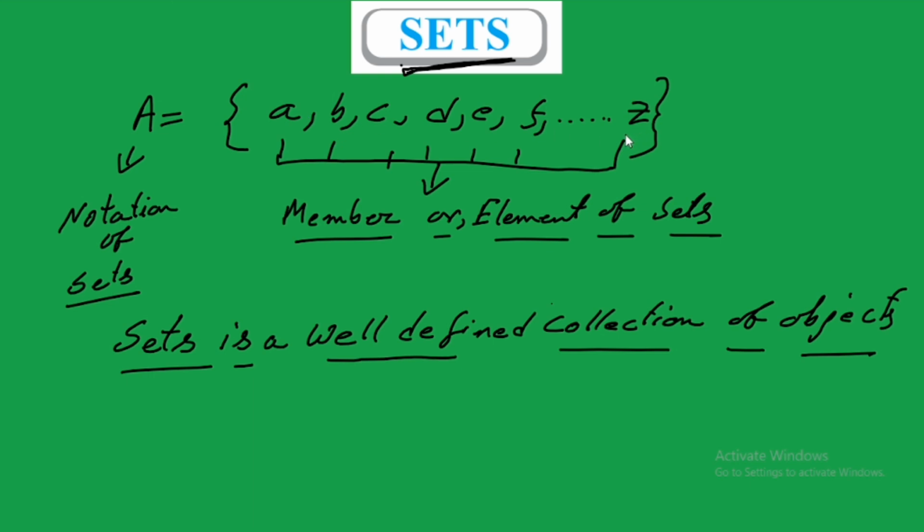This is well defined. In our number system, the numbers 1, 2, 3, 4, 5, 6 and so on are all well defined. The vowels A, E, I, O, U are all well defined. That means we represent sets with notation. It may be A, B, C or X, Y, Z. All of these are notations, and we write the notation in capital letters.